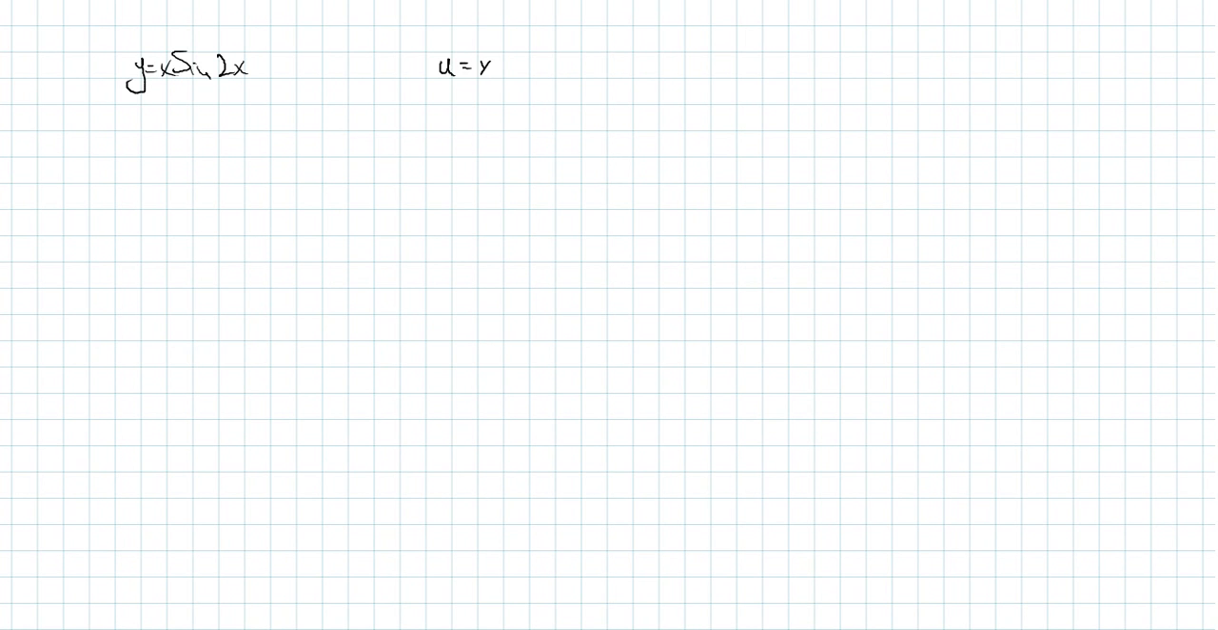u is equal to x, v is sine 2x, so therefore du is equal to 1, and for dv, be careful here because there's a bit of a chain rule: differentiate the trigonometry, then differentiate the algebra, so that becomes cos 2x times 2. So you do cos 2x, then go back and do the x part times 2, which is basically 2 cos 2x.